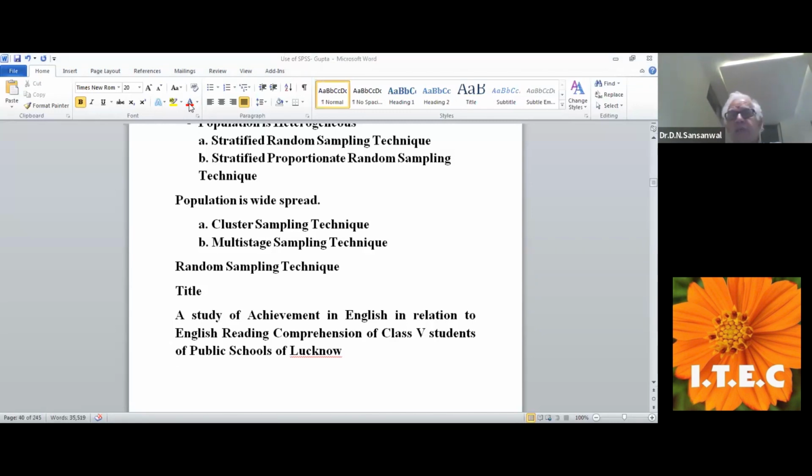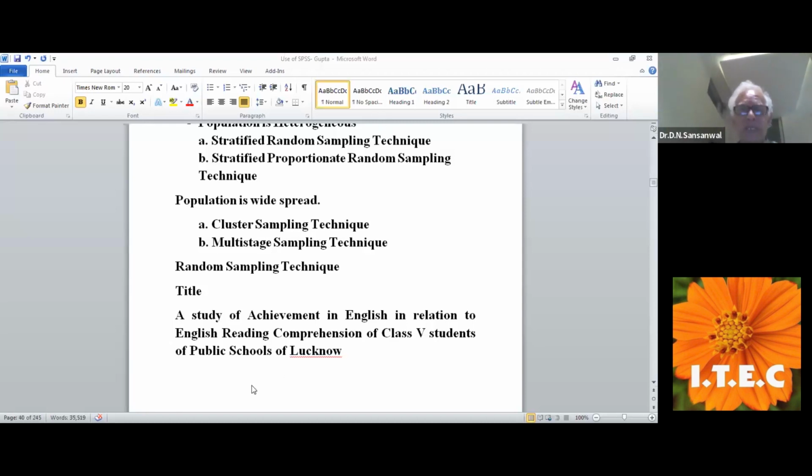Patnaik, this is not correct. From the title, you cannot find out. From the title, you only can find out that here it is the probability sampling technique that you will be using. You cannot find out whether it will be random sampling or stratified random sampling. That you will do only from the objective.